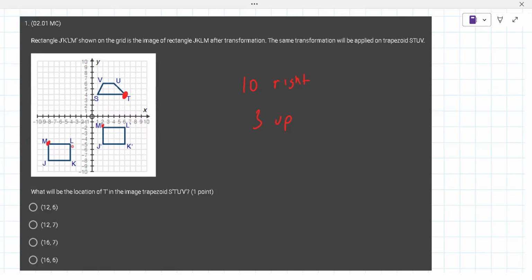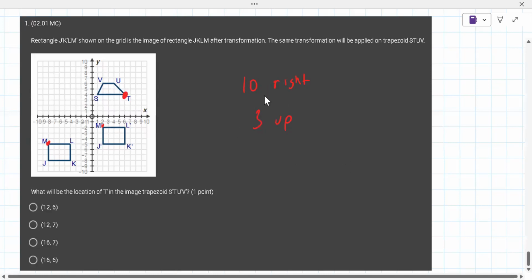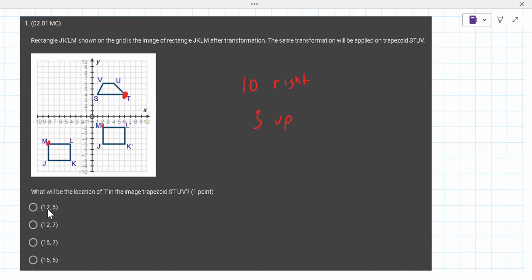Is it T? We'll be looking at T prime in the image trapezoid, with the same transformation applied in trapezoid STUV. To me, it is right. I'm sorry, you can apply this transformation here. So I would get the point of T and then do x plus 10, y plus 3, and there will be an answer there. I got 7 up and then 16. Would it be 16, 7? Yes, it was 16 and then 7. Yes, you got it.